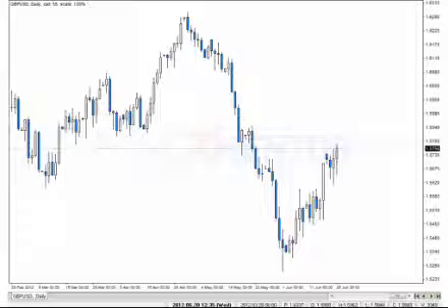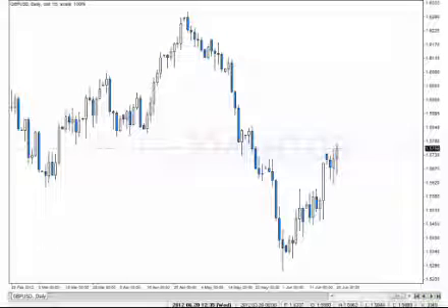Hi traders, this is Andrew and I want to show you an example of the bearish base pattern. So the first thing we want to do is identify a higher time frame key level of support or resistance.